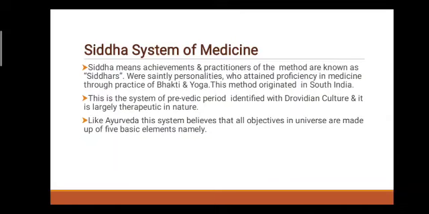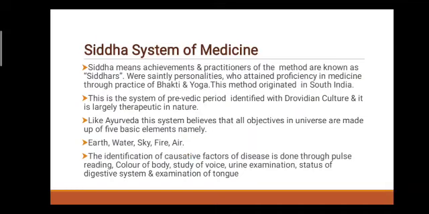Like Ayurveda, this system believes that all objects in the universe are made up of five basic elements, namely first earth, second water, third sky, fourth fire, and fifth air. The identification of causative factors of diseases is done through pulse reading, color of the body, study of voice, urine examination, status of the digestive system, and examination of the tongue.